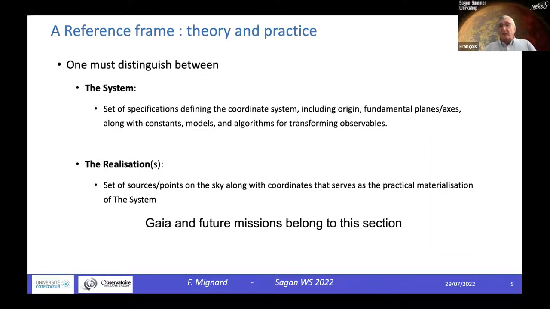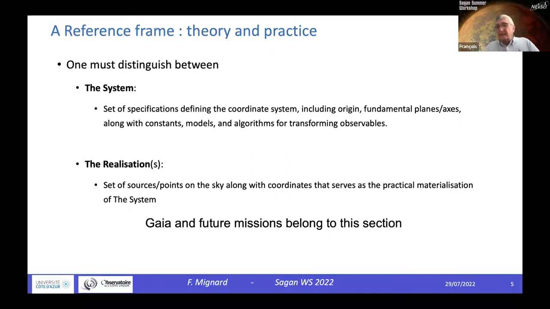It is important for users, or for people approaching this topic for the first time, to be clear with the distinction between two words. One is a system, and in practice something you come across as the ICRS, the International Celestial Reference System. A system is something very theoretical. It's all that you need to define your coordinate system, because you have a lot of freedom for that. You have freedom to define the pole, freedom to define the origin of coordinates, freedom to define what you call the longitude, the latitude, and so on. So this freedom must be restricted to specify fully the reference system.